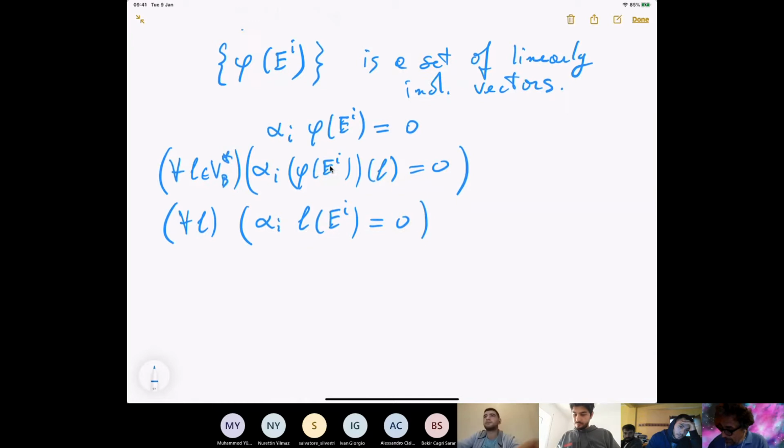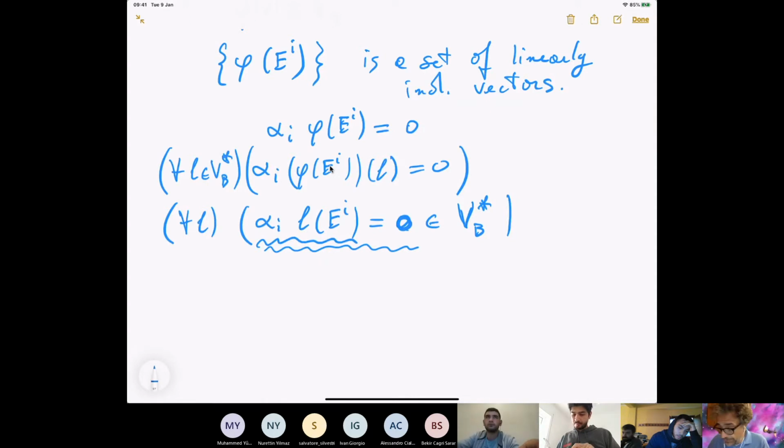We can apply, okay, what is this? Let us be careful. This is a linear combination of elements of V star B, and this 0 is the 0 in V star B.